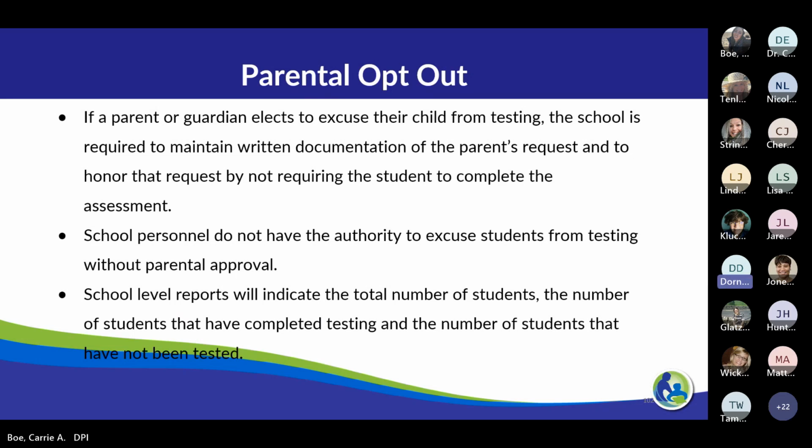Parental opt-out. Each parent or guardian who wishes to excuse their child from testing is allowed to do so. Schools should receive written documentation from parents and maintain that information at the school level. School level reports on DPI's assessment page and the school report card will indicate the number of students in the school and will identify the number of students that tested, as well as the number of students that were opted out.